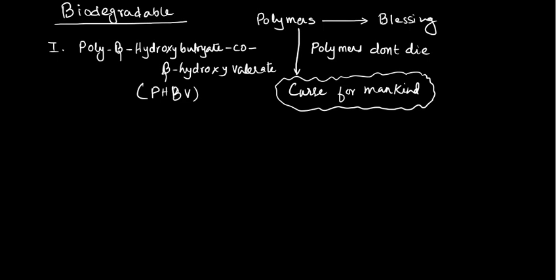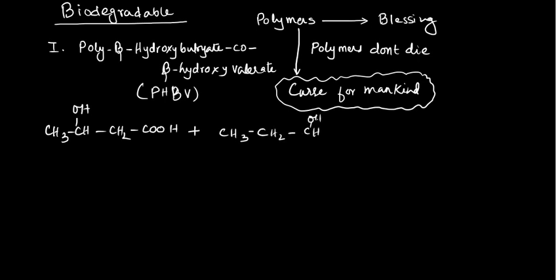So how is this manufactured? Let's see. CH3 CH OH CH2 COOH plus CH3. So this is 3-hydroxybutanoic acid. If you see, this is 3-hydroxybutanoic acid. Please write down the IUPAC name. 3-hydroxybutanoic acid. CH3 CH2 CHOH CH2 COOH. So this is 3-hydroxypentanoic acid.